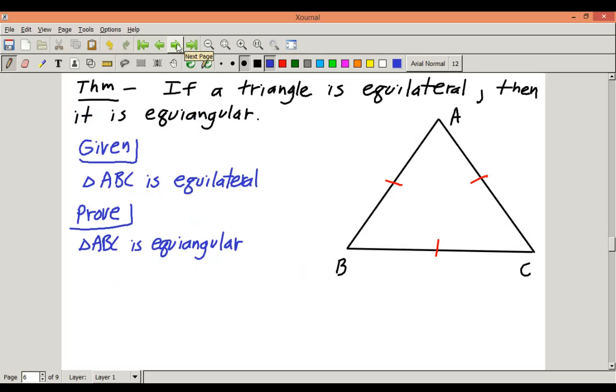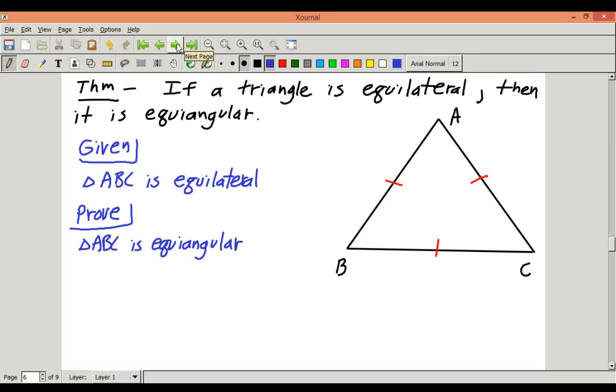Okay, now we're talking about an equilateral triangle. So if a triangle is equilateral, then it is also equiangular. So remember, equilateral triangles have all the sides equal. So you see triangle ABC there, it's given to be equilateral. So I've got all the sides marked off there, and we're trying to prove that it is equiangular.